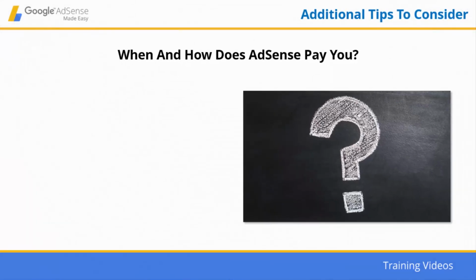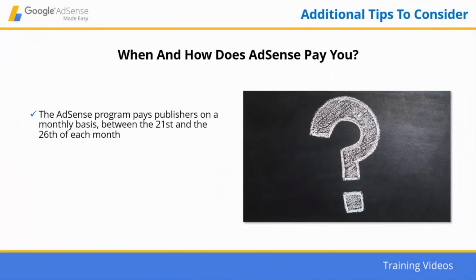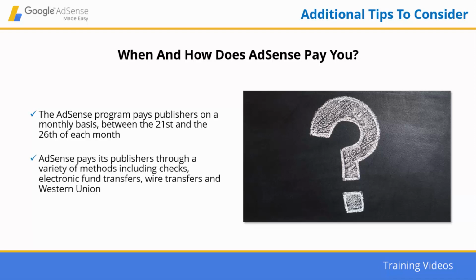When and how does AdSense pay you? The AdSense program pays publishers on a monthly basis, between the 21st and the 26th of each month, as long as they reach the monthly payment threshold of $100 or its equivalent in local currency if you are outside the U.S. AdSense pays its publishers through a variety of methods including checks, electronic fund transfers, wire transfers, and Western Union.